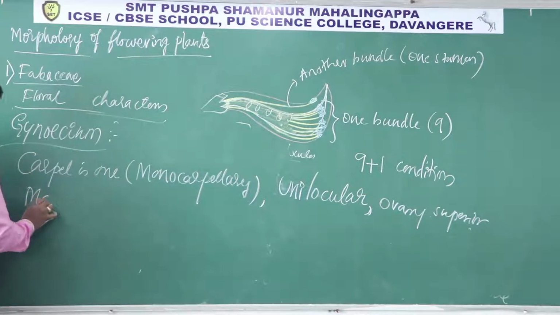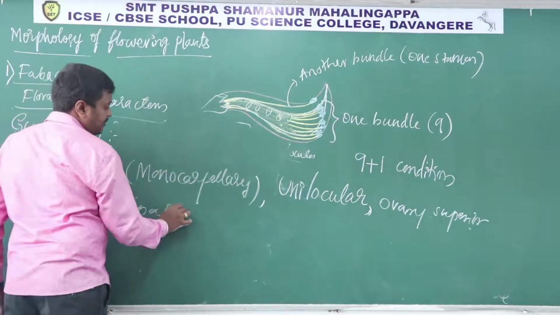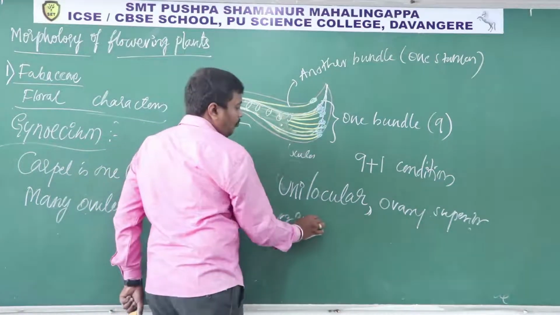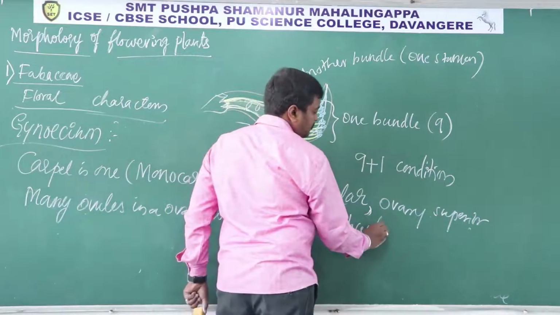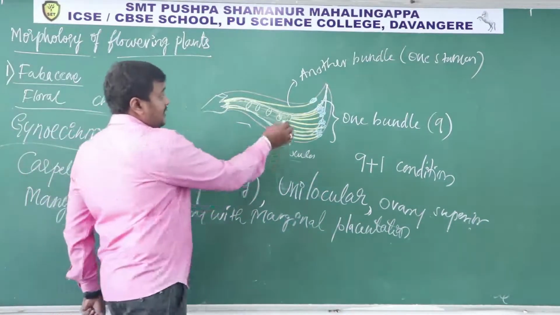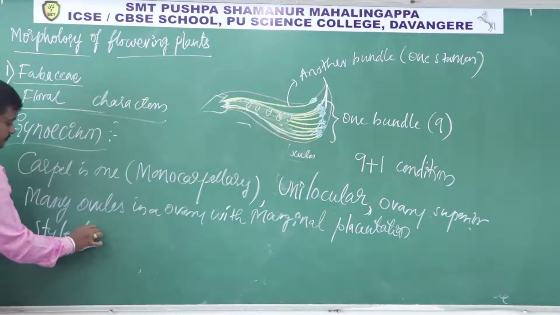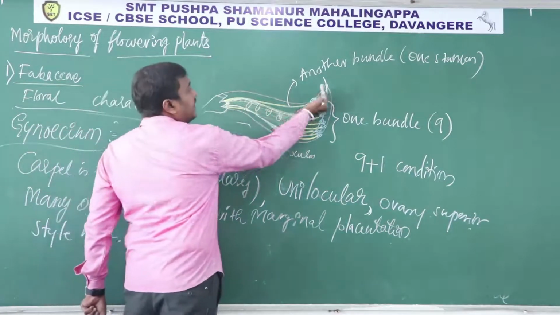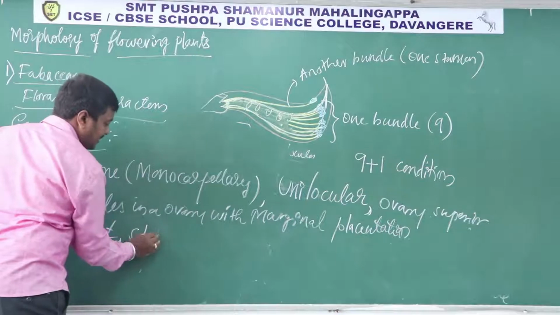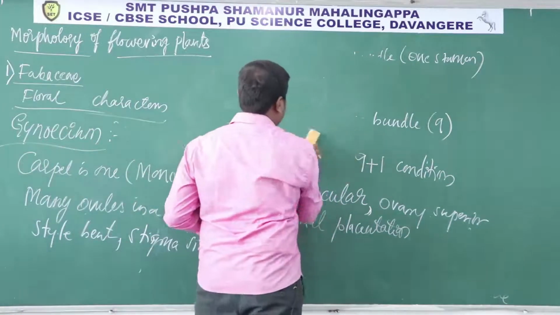Many ovules in an ovary with marginal placentation. Okay, placentation is marginal, and here the style is bent. The style is bent, at a 90 degree bend, a curve-like bend. Stigma is simple. So if we draw it separately, how does the ovary look?